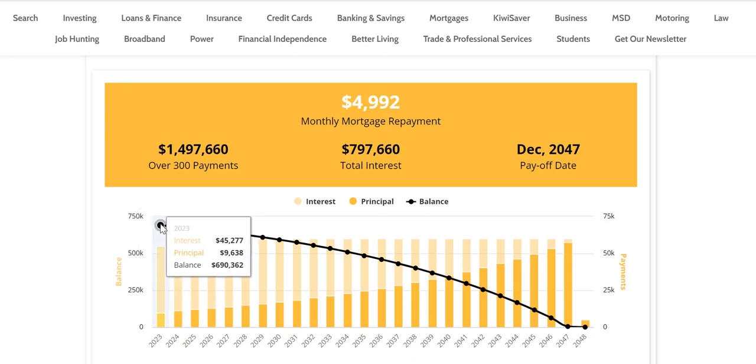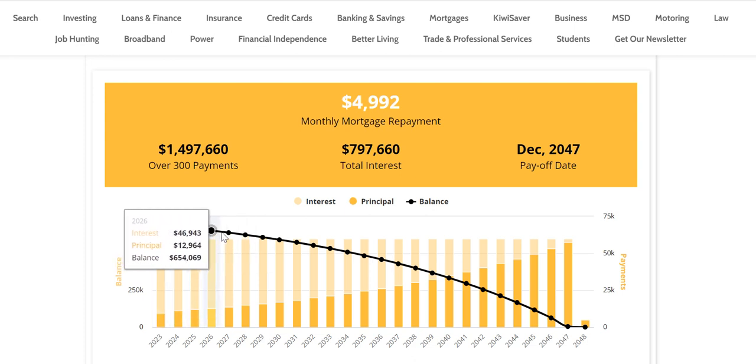So what you can see here is that in the early days of your mortgage, most of your payments are going to be interest repayments just because the loan is so large, and then the principal repayments are going to be smaller as a result. But what that means over time is that as you make these principal repayments, the amount of interest being charged on the loan drops because there's less balance to pay on it.